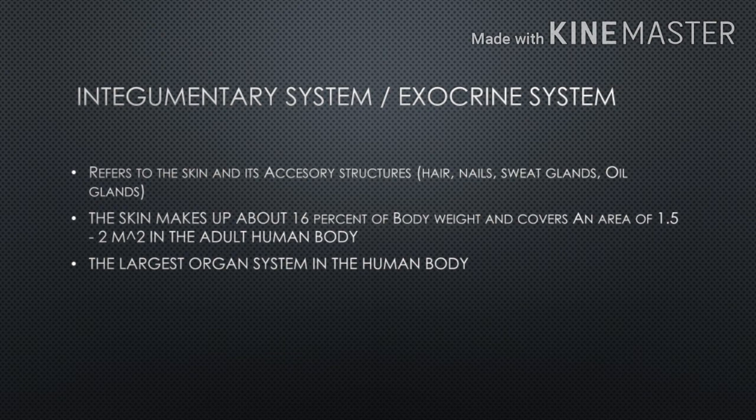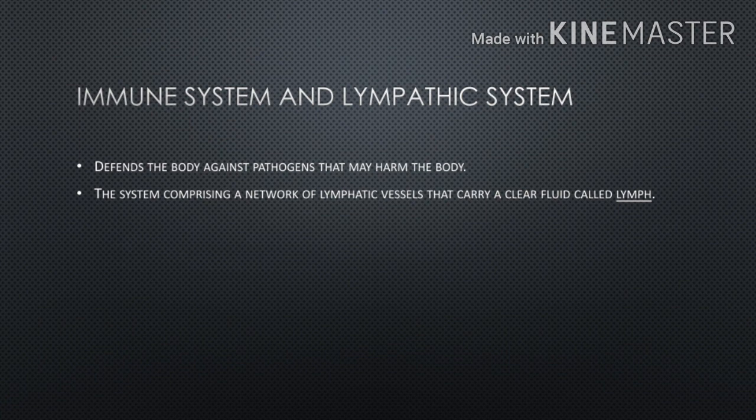The integumentary system or exocrine system refers to the skin and its accessory structures like hair, nails, sweat glands, and oil glands. The skin makes up about 16% of the body weight and covers an area of 1.5 to 2 square meters in the adult human body. It is also the largest organ system in the human body. The immune system and lymphatic system defend the body against pathogens that may harm the body. The system comprises a network of lymphatic vessels that carry a clear fluid called lymph.